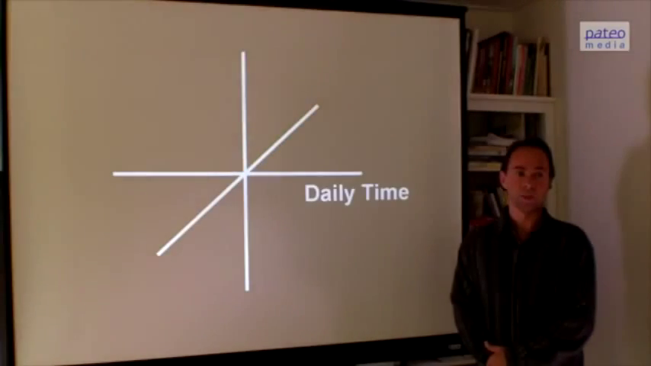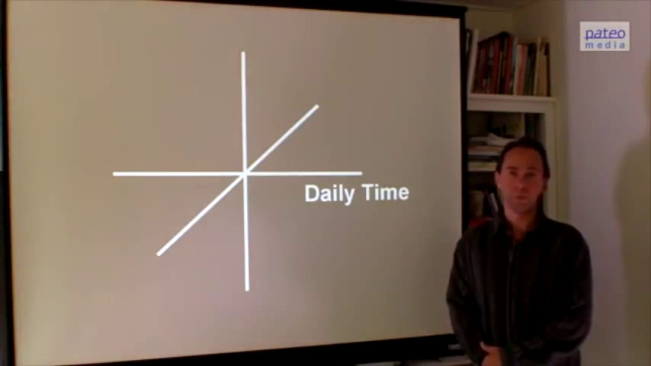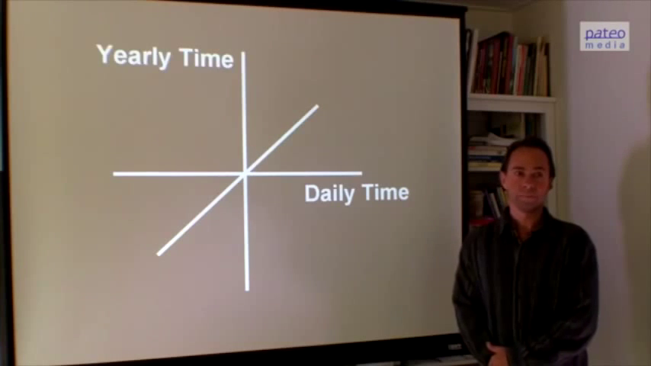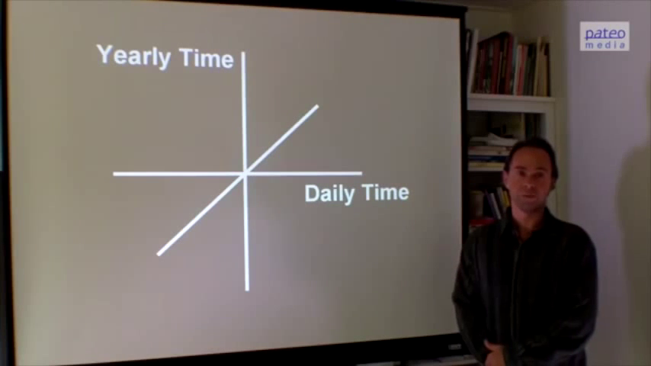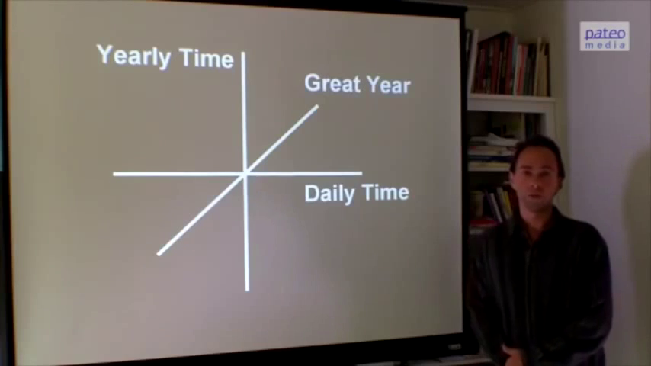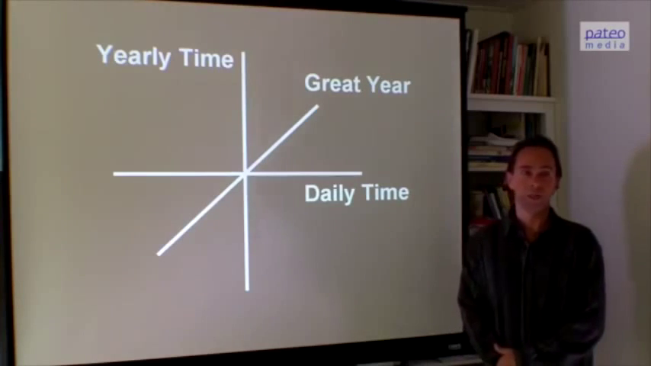Let us look at those three dimensions. The first one is the daily time. We all know that. The second one is the yearly time. And we'll see that the pyramids are built to represent the third dimension of time, which is the Great Year. Plato used to call it the Great Year.